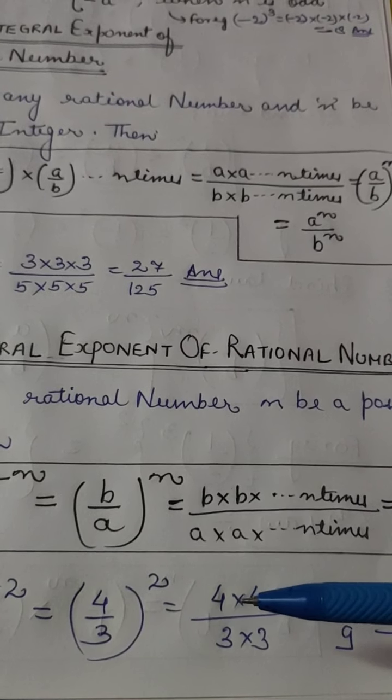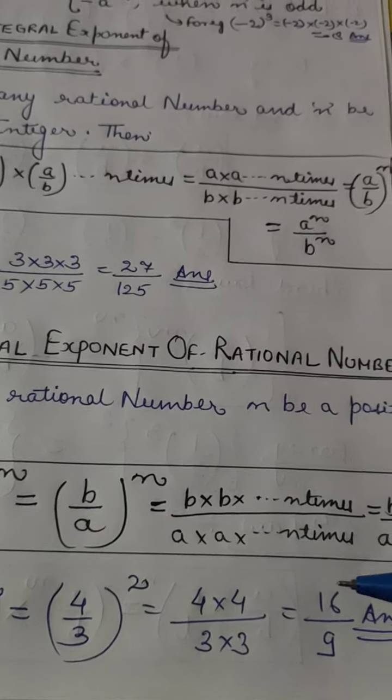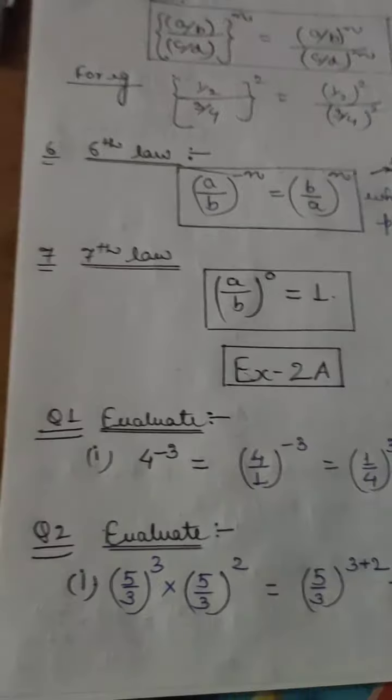So we have multiplied 4 how many times? 2 times. And multiplied 3 how many times? 2 times. We get 16/9 as the result.